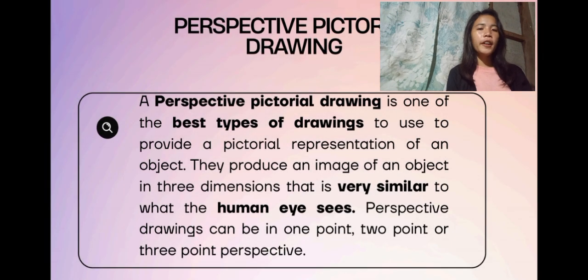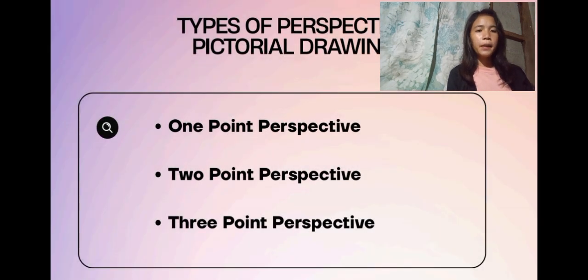So now, let's talk about the third type of pictorial projection, the perspective pictorial drawing. So this is considered as the most realistic type because it shows objects the way the human eyes see them in real life. So lines appear to meet at vanishing points, giving the drawing a sense of depth and distance. So there are also three types of perspective drawing: the 1-point, the 2-point, and the 3-point perspective drawing.